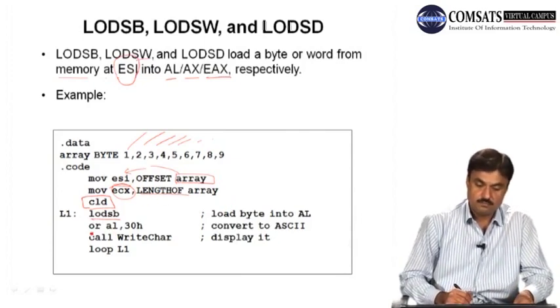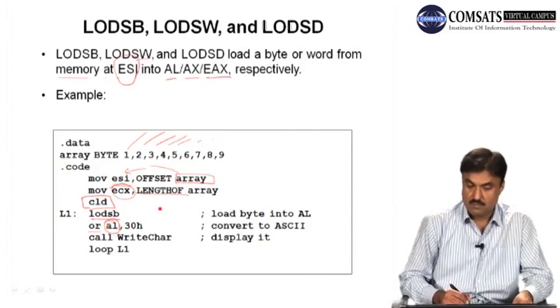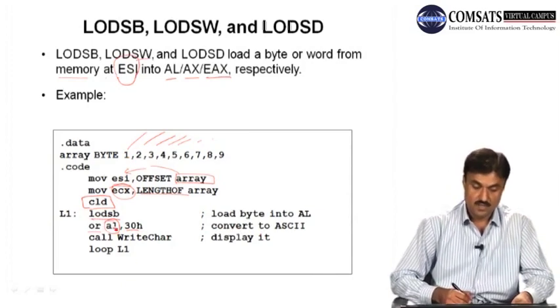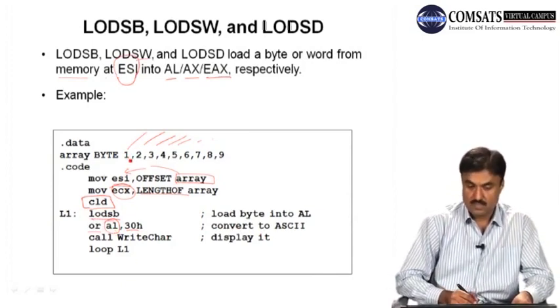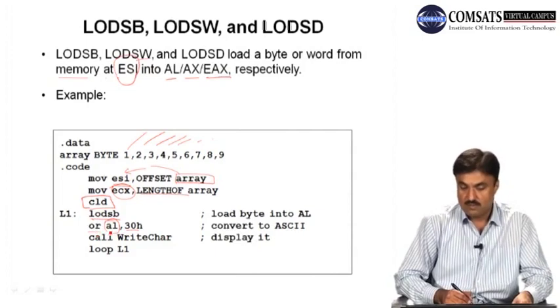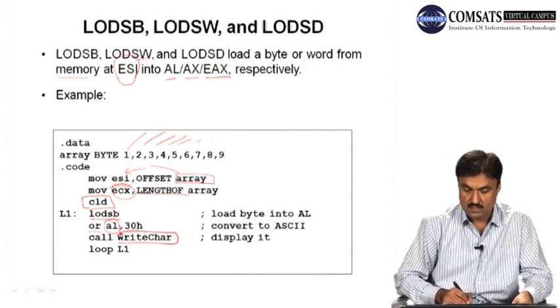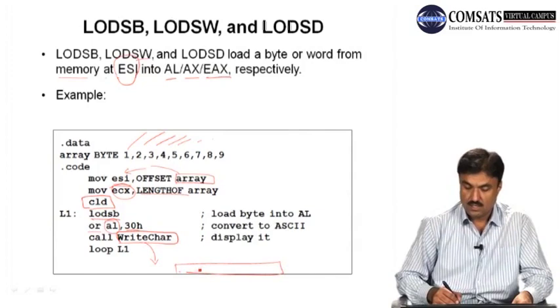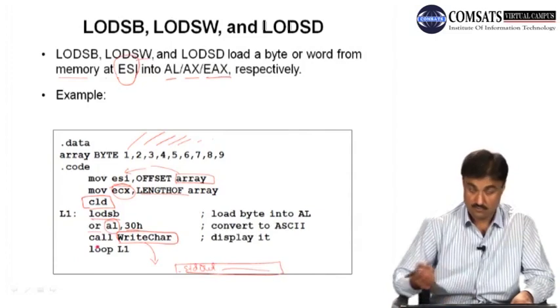Then what are we going to do? We are going to perform OR with 30H. So we are going to convert this into ASCII characters or ASCII values. So whatever is here, 1, it will be converted to the ASCII value. It will be stored again inside the AL, and if you want to print this character, there is a predefined routine, or you can print it by using the standard out, and so on.